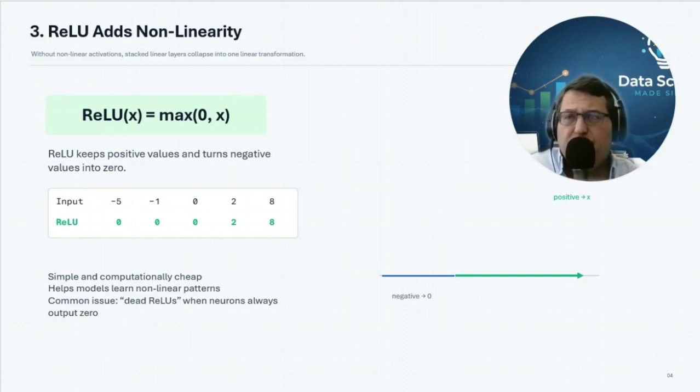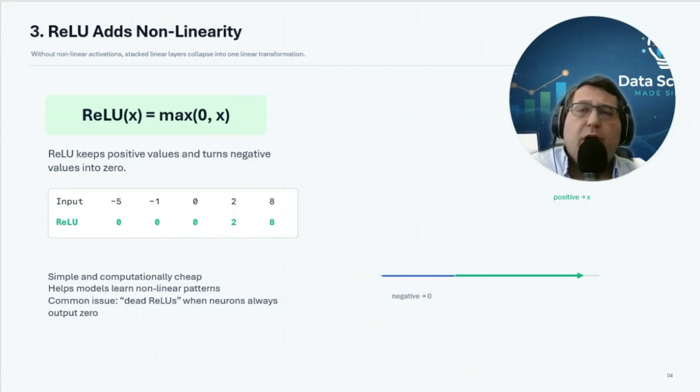For example, imagine we are trying to predict customer behavior. The relationship between income, age, debt, and probability of default is unlikely to be perfectly linear. There may be thresholds, interactions, and complex combinations. Nonlinear activation functions allow the network to model those kinds of relationships. ReLU is computationally inexpensive, which is one reason it became so widely used.